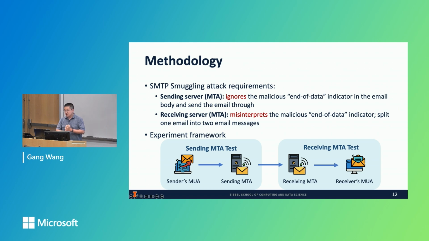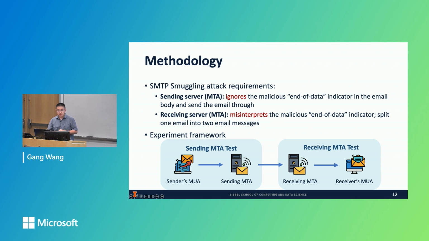So as you may remember, right? SMTP smuggling requires two things, right? You require the sender server to ignore this malicious end-of-data indicator and send the email over. It also requires the receiver server to be vulnerable, like misinterpret this end-of-data indicator and split the email into two, right? So therefore, in the testing or methodology design, we look at testing the behavior of both the sending server and the receiving server as well.